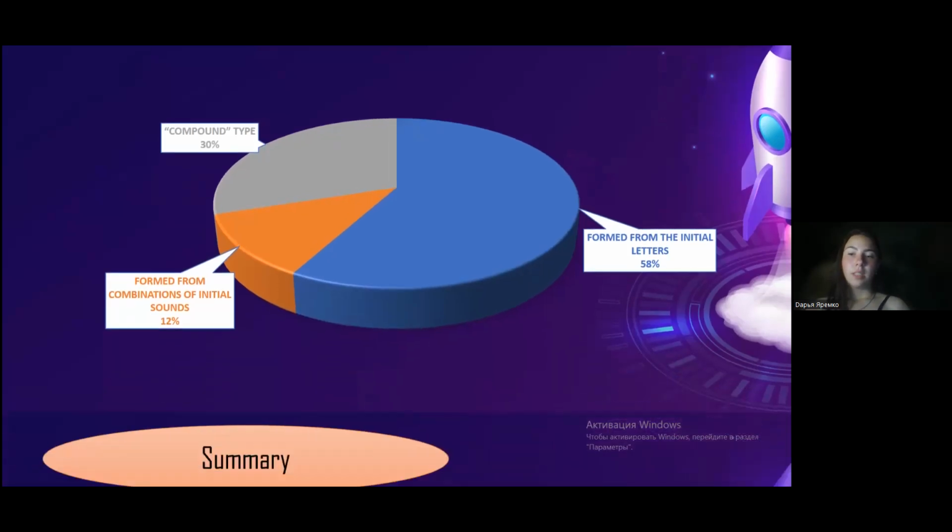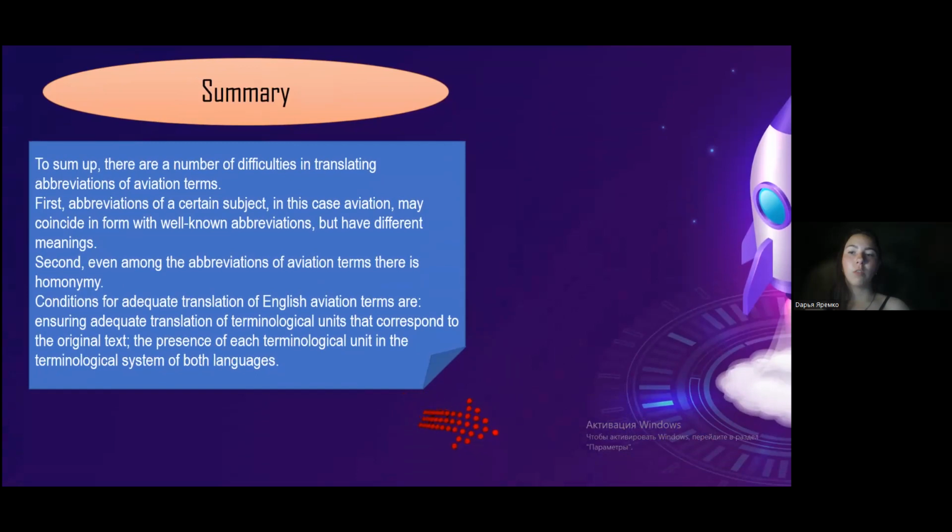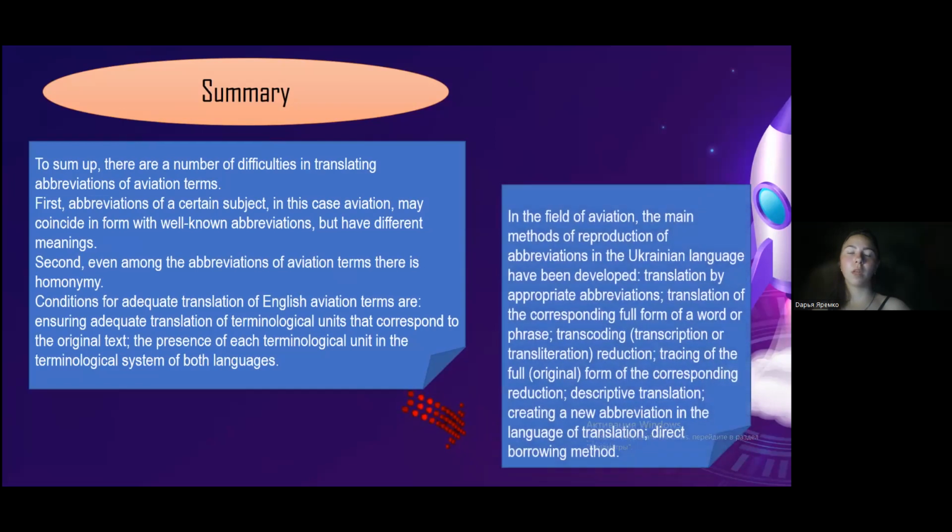Next slide, please. To sum up, there are a number of difficulties in translating abbreviations of aviation terms. First, an abbreviation of a certain subject, in this case aviation, may coincide in form with well-known abbreviations but have different meanings. Second, even among the abbreviations of aviation terms, there is homonymy.